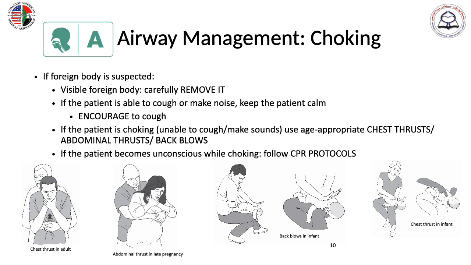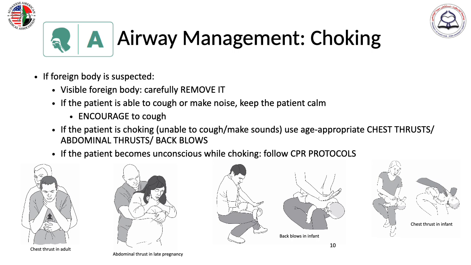When you suspect a foreign body in the airway, if it is visible, carefully remove it. If the patient is able to cough or make noise, encourage him to cough and keep him calm. But if he is choking and not able to cough or make sound, then use the abdominal thrust or back blow, the Heimlich maneuver. And after that, if the patient becomes unconscious, then you follow the CPR protocol.